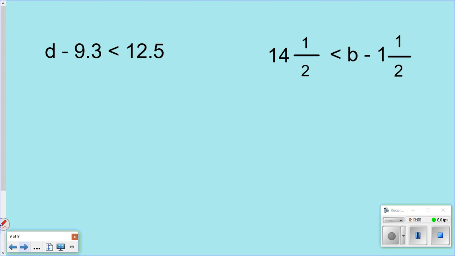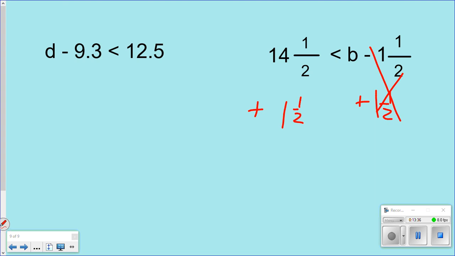Okay, I for sure want to do a few with some fractions to make sure you have some of those under your belt. So 14 and a half is less than b minus 1 and a half. One thing I noticed was sometimes when the parts are switched, our answer can get kind of screwed up. So in this one, what do I need to do first? Add the 1 and a half. Oh, you can do the decimal.